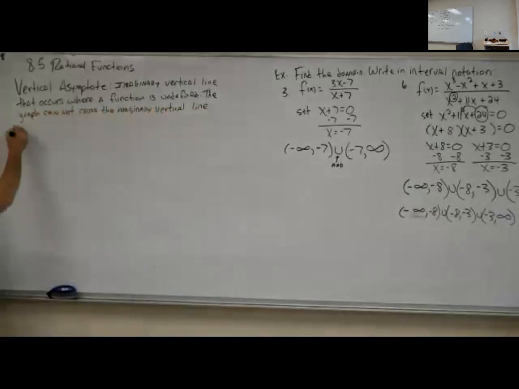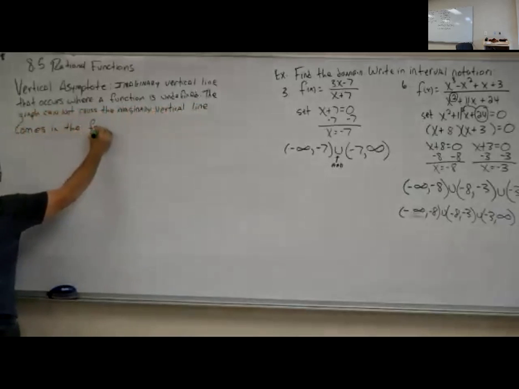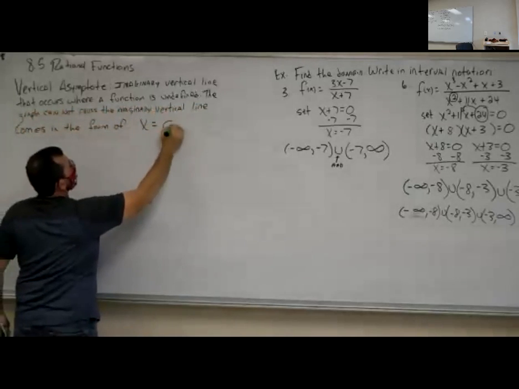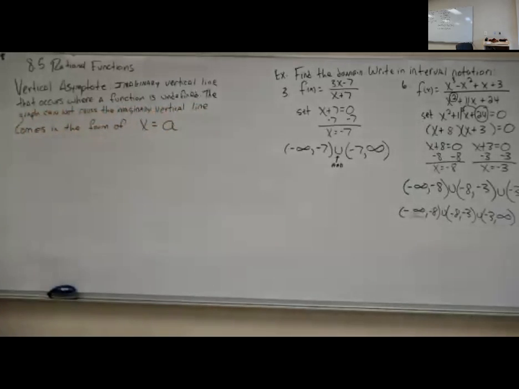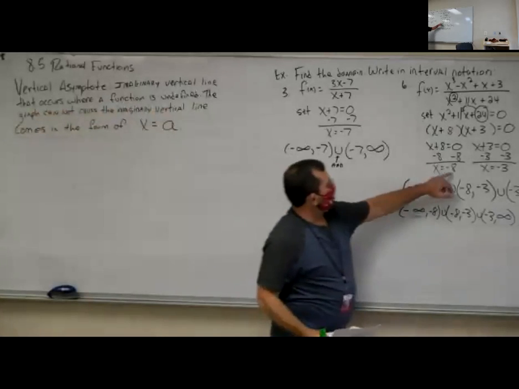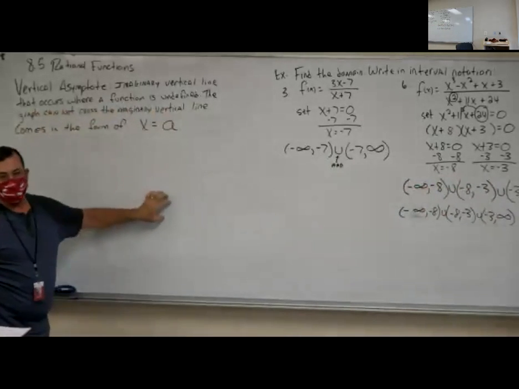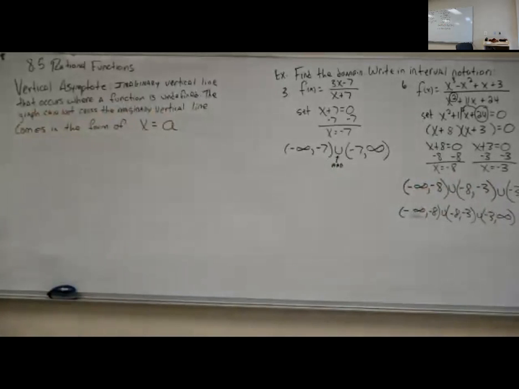Okay, they come in the form of an equation, in the form of x equals some number. So if my vertical asymptotes were like this, -8, -3, the equation for the vertical asymptote would be x equals that -8 or x equals that -3. Pretty much the solutions you're getting are going to be the equations for these, okay?